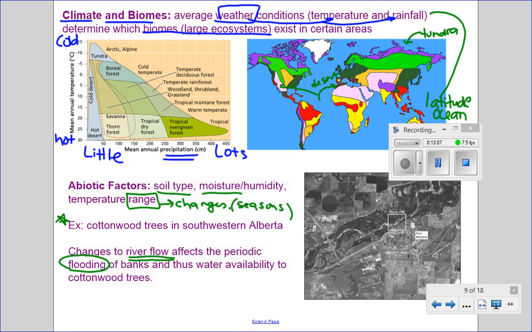Would anybody like to ask any questions about climate or about these abiotic factors? That picture is from near Fort Macleod, which is just a little bit south of us, and that's where this example of cottonwood trees is taken from.